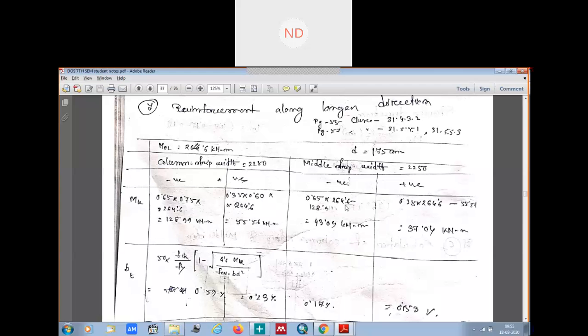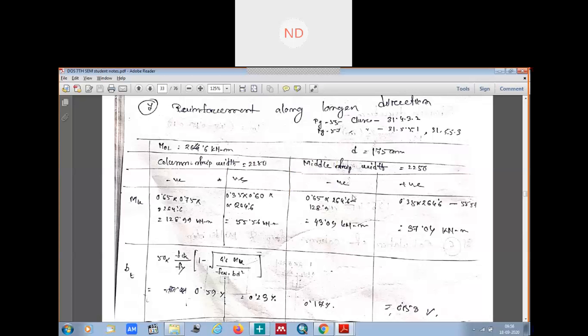Now what is our negative moment? Sorry, for the middle strip again, what we have to calculate for the middle strip along the longer direction, we know it is the same 2250, but for the middle strip negative moment, we know 65% is to be distributed for the negative moment, so it is 65. Then we multiply by the moment along the longer direction, since we're calculating along the longer direction. Our moment will be the same.